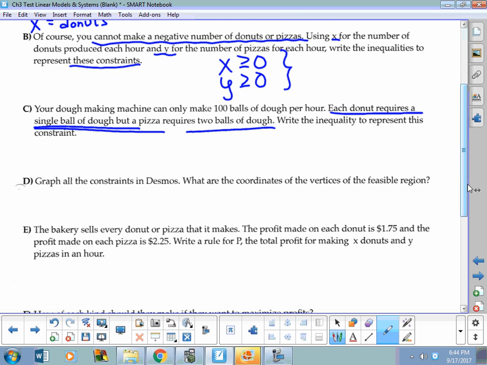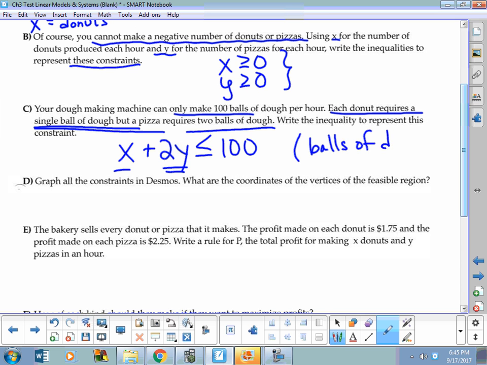All right, so single ball of dough, because I was thinking this way. Pizza requires 2 balls of dough, right? Donut plus 2 pizzas can only make 100 balls of dough per hour, at the most, you know? So this can be no more than 100. All right, so donuts and pizzas. This is keeping track of your balls of dough. That's one of the constraints. That is definitely a constraint.